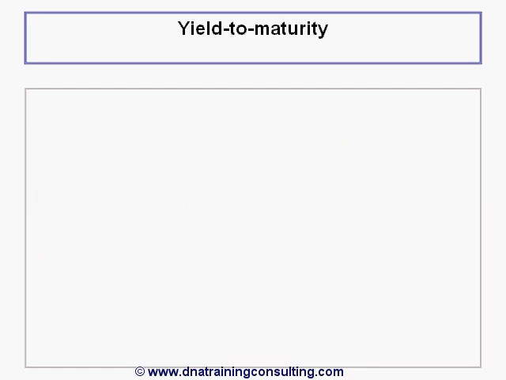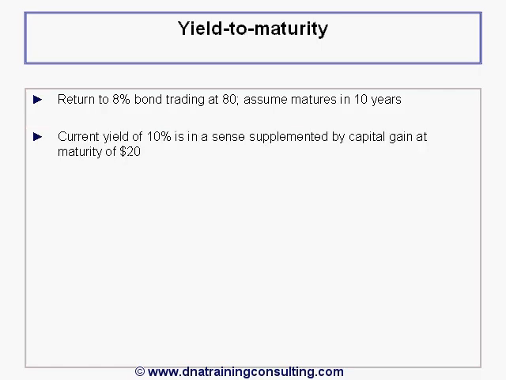A more difficult concept is that of yield to maturity. Returning to the example of the bond above, with the 8% annual coupon and trading at 80% of par, assume this bond matures in exactly 10 years. Your 10% current yield, while it incorporates to some degree the benefit of purchasing a bond trading at a discount to face value, does not account for the $20 of additional capital gain you will achieve at maturity relative to your initial investment of $80.